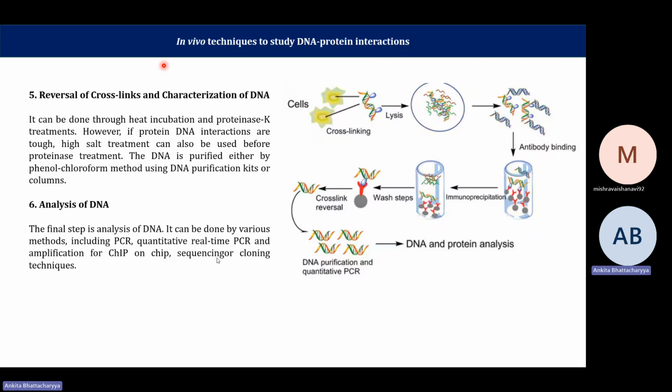Next comes the reversal of crosslinks and DNA characterization. Crosslink reversal can be done through heat incubation and proteinase K treatment of the protein-DNA interactions. If they are tough, then high salt treatment may also be used before proteinase K. And then the DNA may be purified by phenol chloroform, using DNA purification kits or columns. And finally, you analyze the DNA sequence.